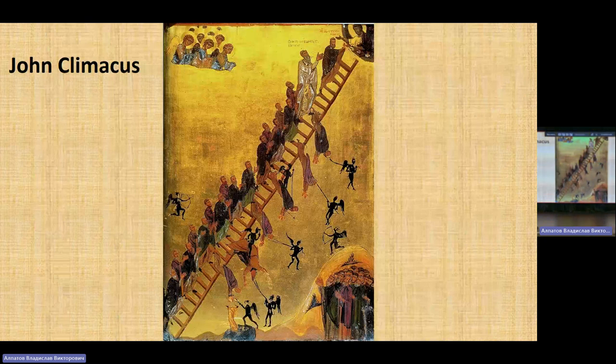In Russian, it is Ioann Lestvichnik. And he wrote a book which is called Lestvitsa, which means a staircase. And it describes the steps of spiritual development. Each new chapter describes a new step, a new virtue that you master, and then you get higher and higher on this staircase of spiritual development. And this is the icon which illustrates this, with people going up the staircase and demons trying to pull them down from the highest levels.